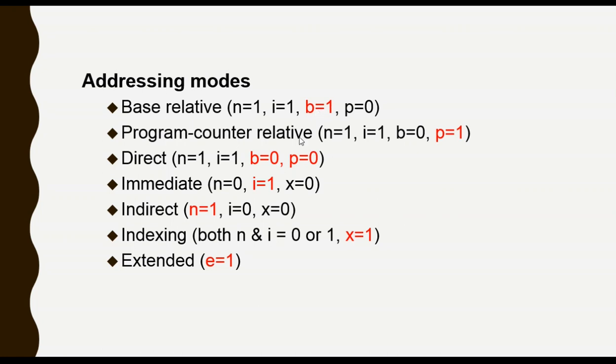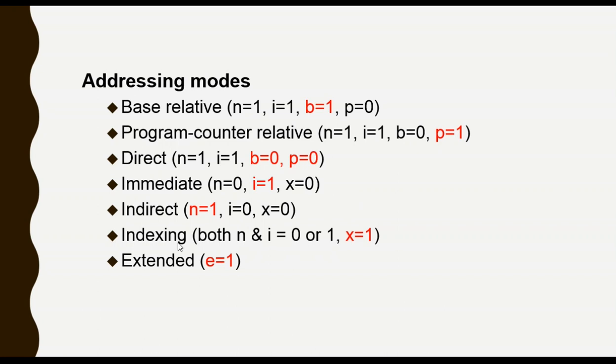Then program counter relative, PC relative: N will be 1, I will be 1, same, but B is equal to 0, P is equal to 1. Base relative: B 1, P 0. PC relative means B 0, P 1. And direct means B and P both will be 0, N and I will be 1 only. Then immediate: I will be 1, N and X will be 0. Other flags will be set to 0 only. Indirect: N stands for indirect, that will be 1, I and X will be 0. Indexing: both N and I 0 or 1.